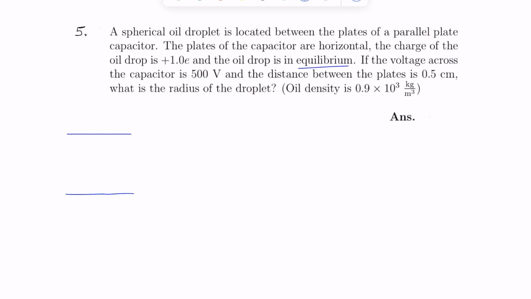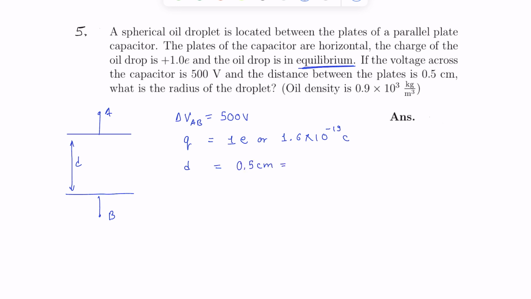Okay, so that's important. If the voltage across the capacitor is 500 volts, so if the capacitor is like this, then VAB is equal to 500 volts. Charge on the drop is 1 E, or 1.6 times 10 to the minus 19 coulombs, and the distance between the plates, let's say if this is D, so distance D is 0.5 centimeter, which is the same as 0.5 times 10 to the minus 2 meters.